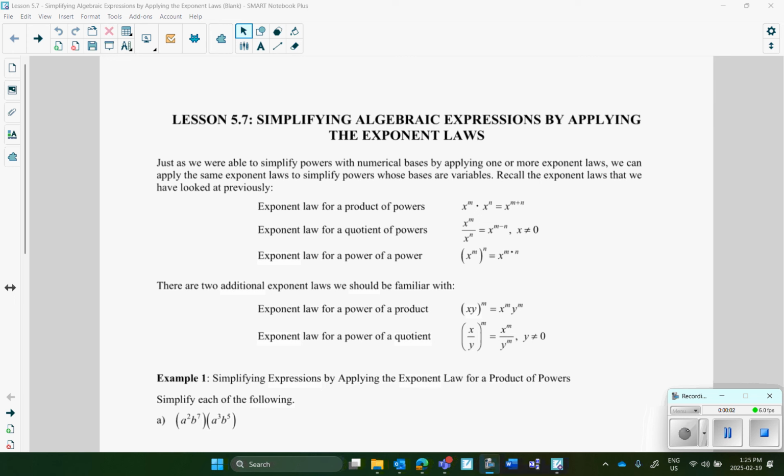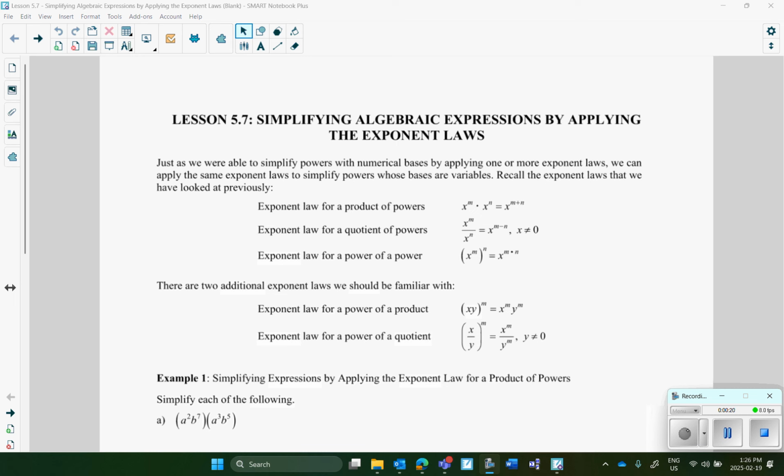So the last lesson we're going to do in this unit is we're not doing 5.8. 5.8 is actually a grade 10 topic, but we'll save it for time. Okay. There's really nothing new here.